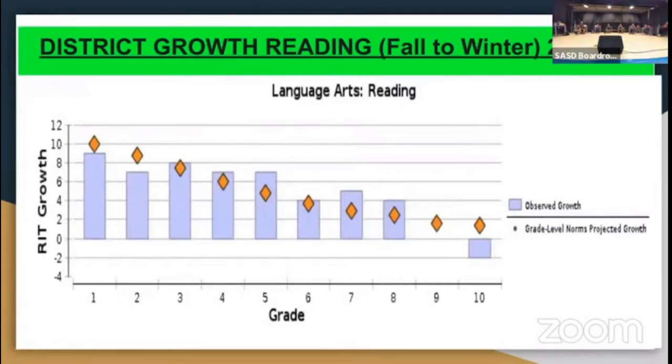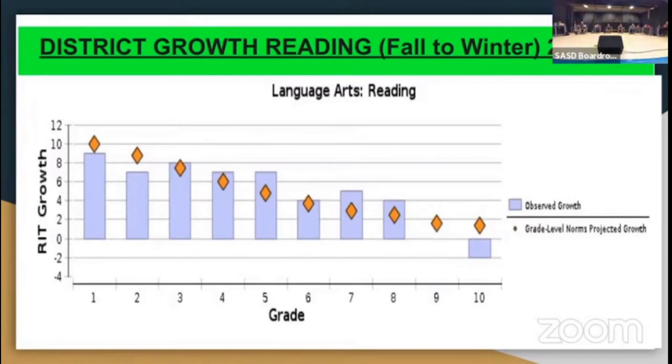So the bar graphs you saw were all about the achievement, where all of the students met the RIT score through the district. I also pulled this from the NWEA MAP website. They also measure growth for our students across the district. So those diamonds are the projected growth through the NWEA. The NWEA has a formula that they determine how much each grade level for reading should grow. And so those diamonds indicate where we want our students to grow to. And then those bars are the actual growth of our students.